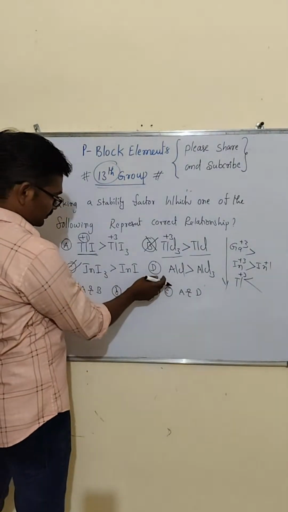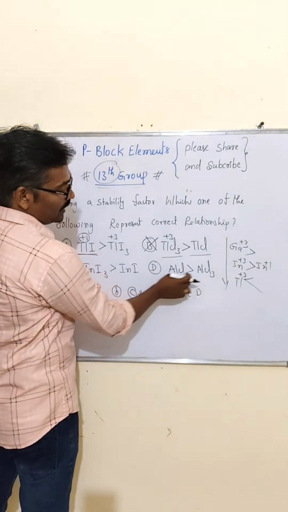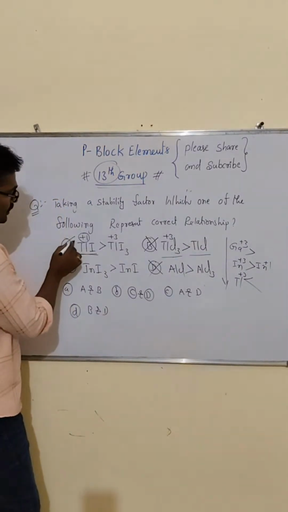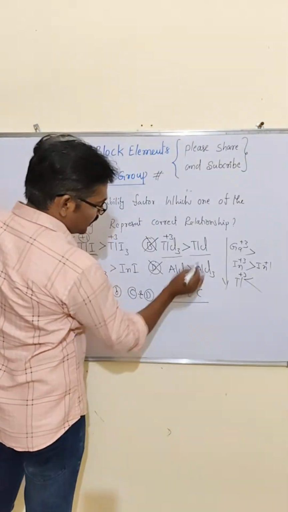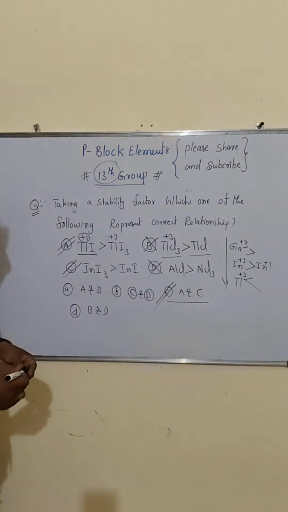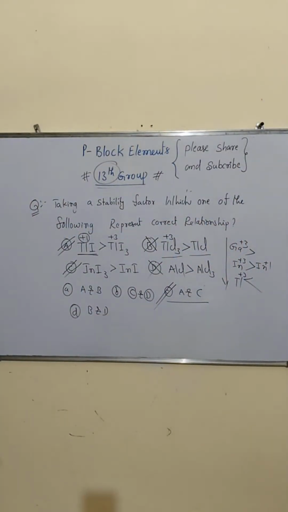Then the next one, AlCl3, AlCl, this is wrong. Then which are correct? A and C are correct. So the C option is the correct answer. Okay, so this is one of the previous year questions. So note it, my dear students. Note it, all of you.